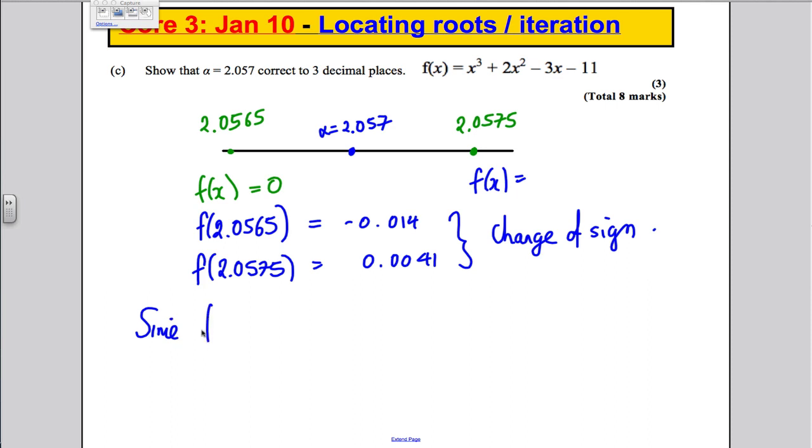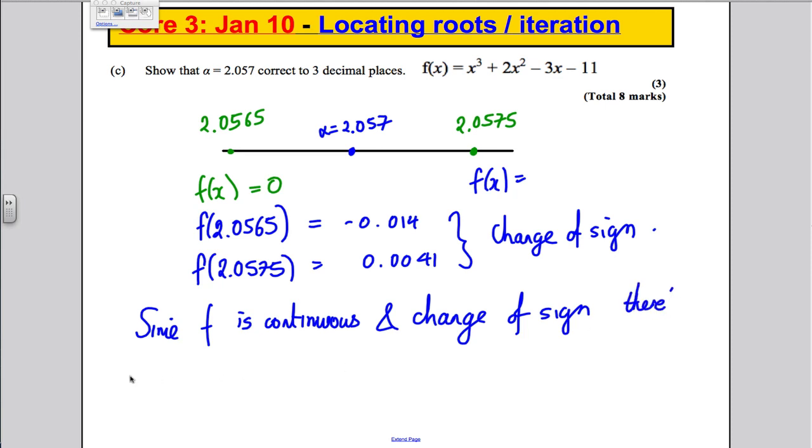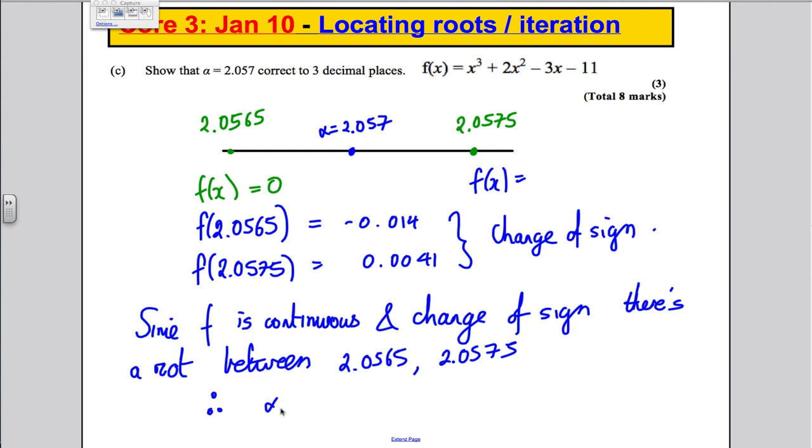Since f is continuous and change of sign, there's a root between 2.0565 and 2.0575. In particular, therefore, alpha is equal to 2.057 is the correct root to 3 dp. And you're done. Next question, pause the video, have a go.